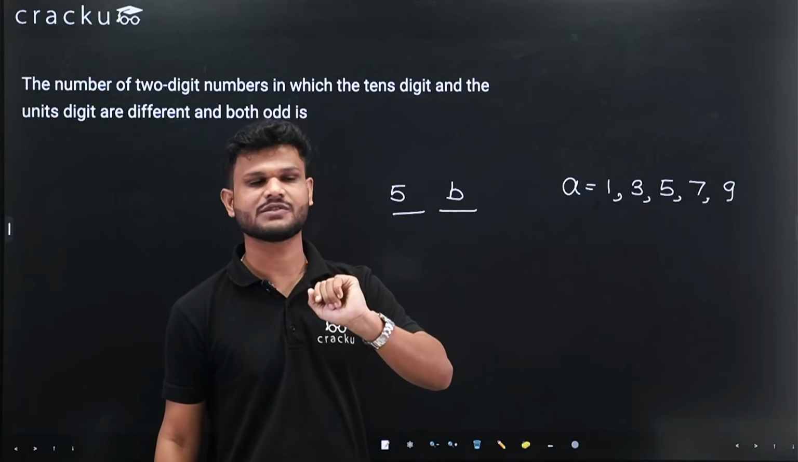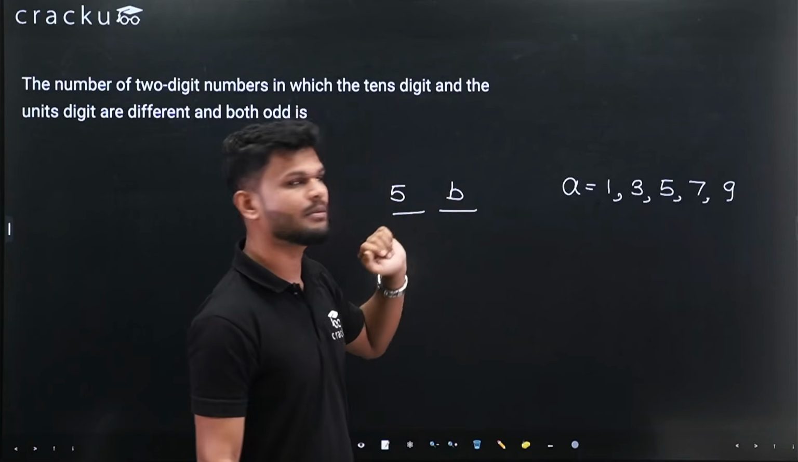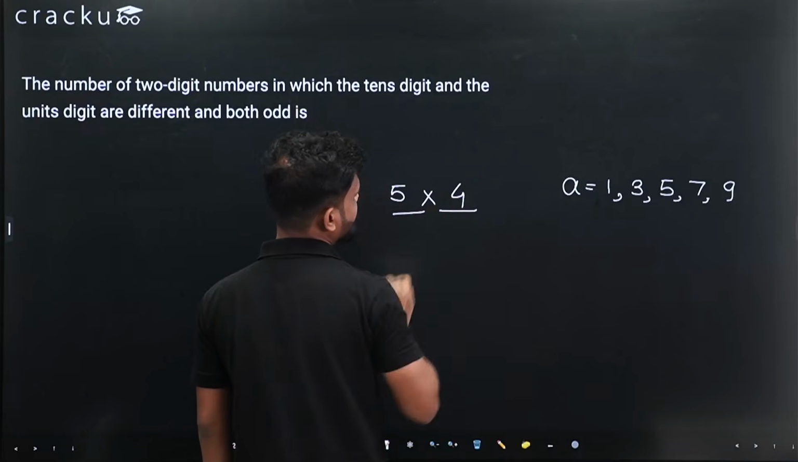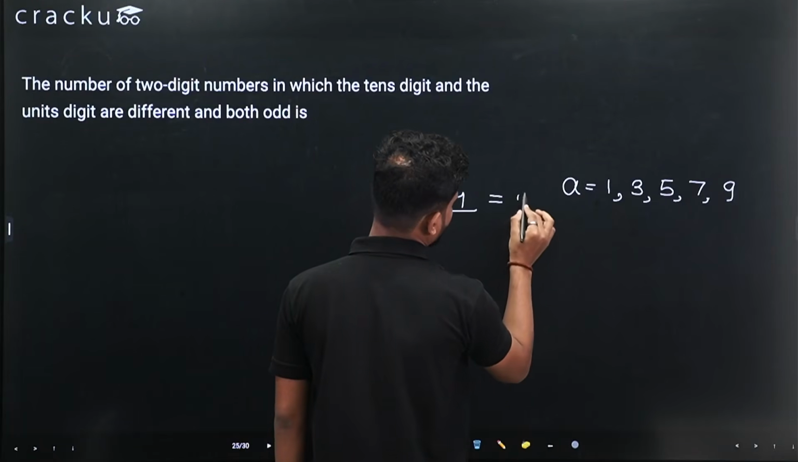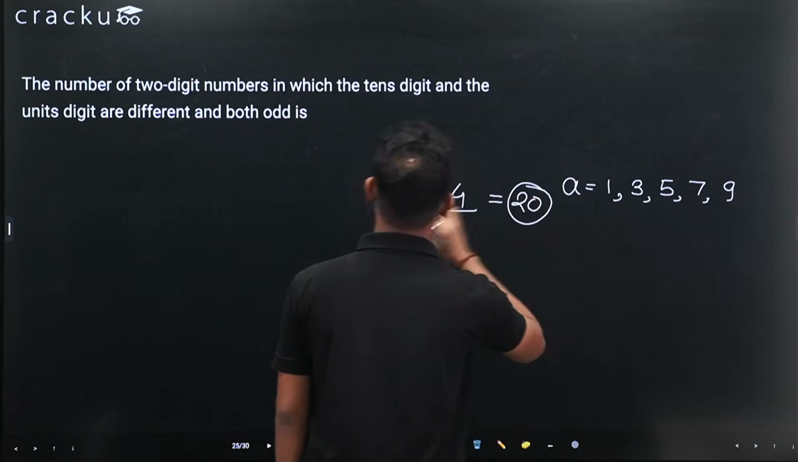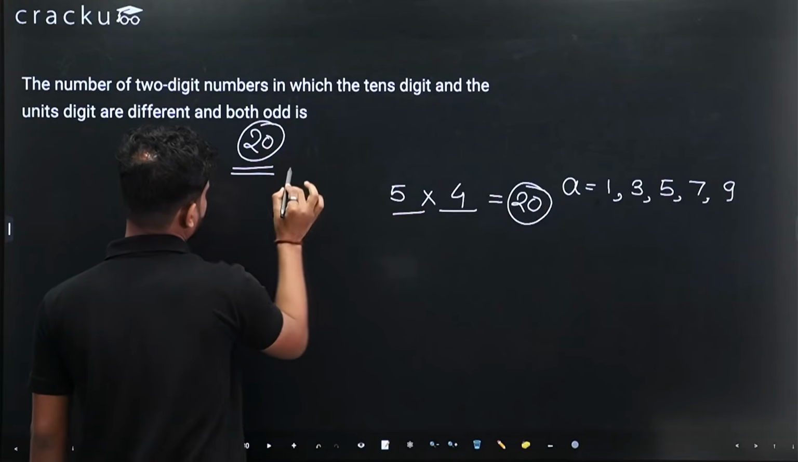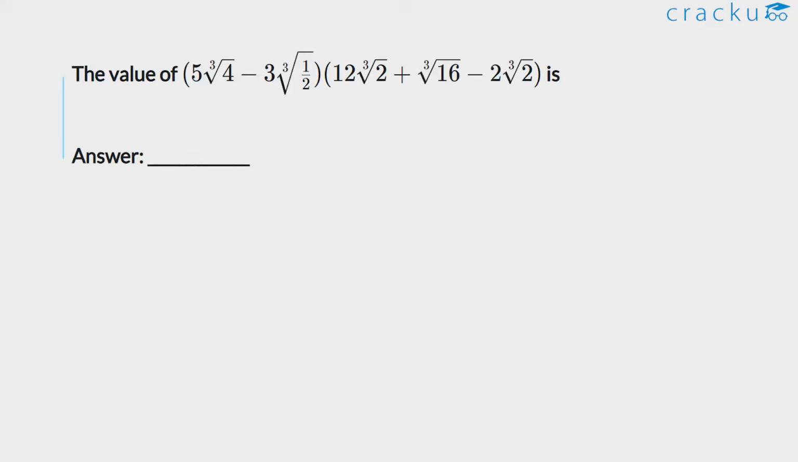But once I choose one of these numbers, then for B, I get only 4 choices. I don't have 5 choices. Why? Because B cannot be equal to A. So this will be 4 choices. So how many total choices do I have? I have a total of 5 into 4, 20 choices. So the number of such numbers is 20.